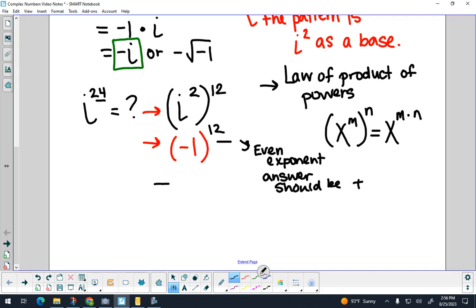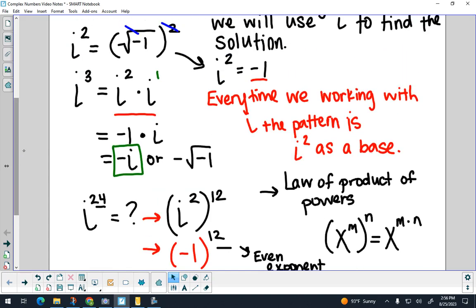So this answer should come out to be +1. Now, if it was an odd exponent, then it would come out to be negative. So the answer to i to the 24 is 1. But you could use that law of product of powers in order to figure it out based on the idea that we already know that i squared is -1. Like that one should be in your memory.